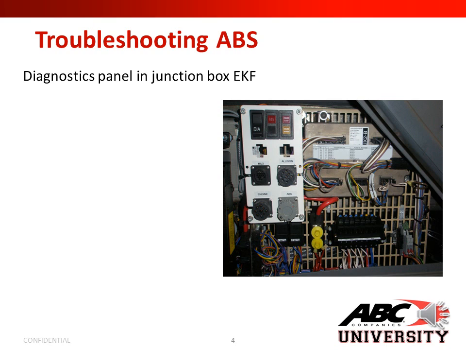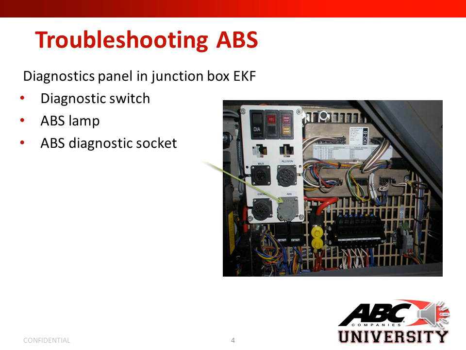Next, let's go over some of the items located in your diagnostic panel in the junction box EKF or in the front of the Van Hool coach. Next, if you follow the arrow over, we have your diagnostic switch. Then we have your ABS lamp. And finally, we have your ABS diagnostic socket.